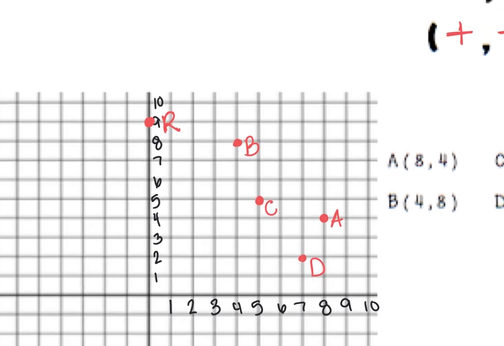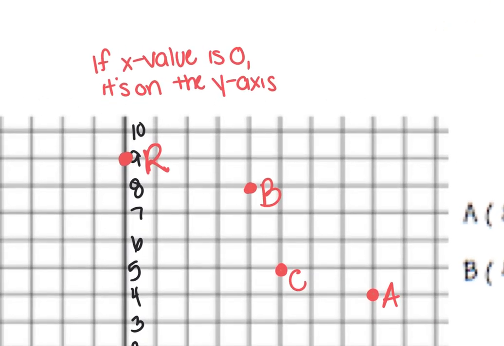When a point has an x value of 0, it ends up on the y-axis. You might want to make that note above it. So if the x value is 0, it's on the y-axis. That would be something I would note just above your coordinate plane there, because that's a big takeaway. If the x value is 0, it's on the y-axis.